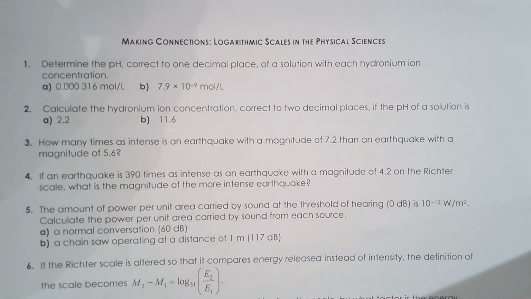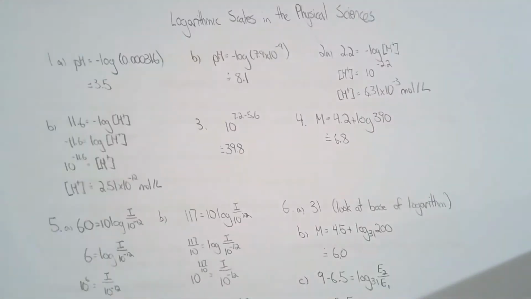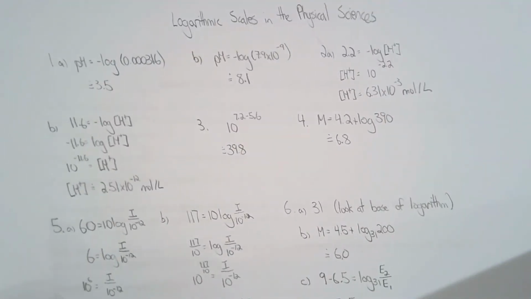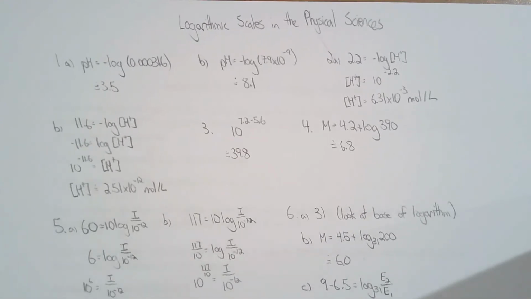In this video, we'll take up the homework questions on the logarithmic scales. So the first question, they're asking us to determine the pH to 1 decimal place. So you can use the formula pH equals negative log of the hydronium ion concentration. So yeah, not much to that.